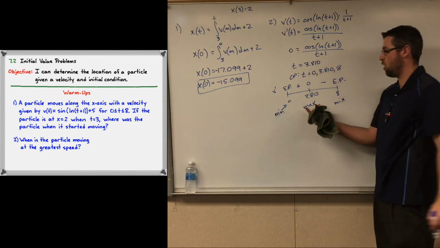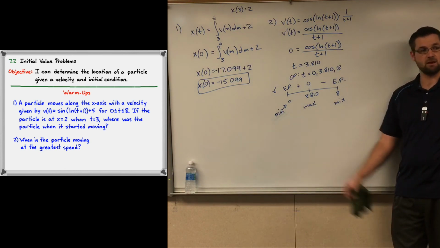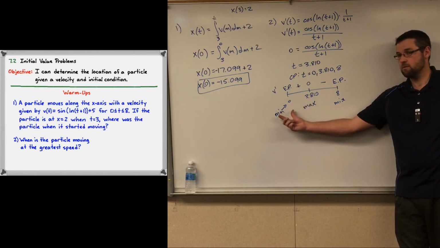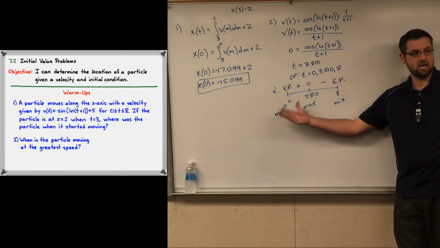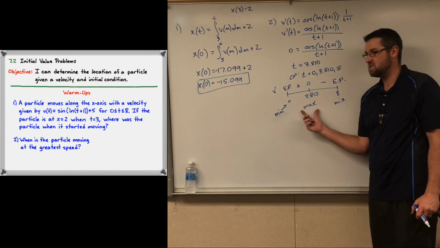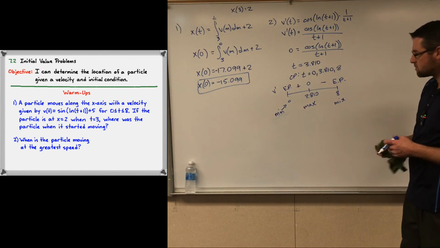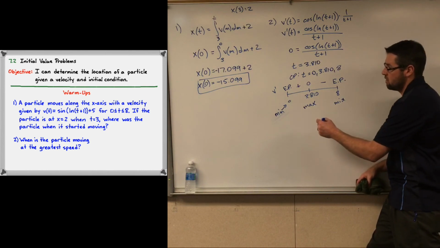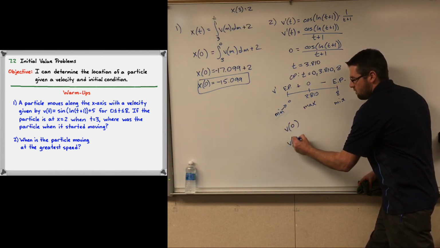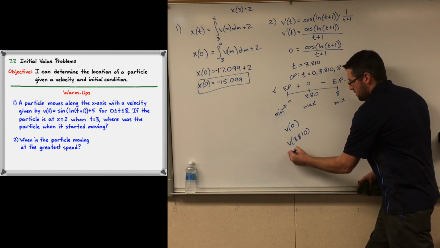So is it good enough to say, oh, that's the maximum of velocity, so therefore it's traveling the fastest there? No, because you could have a negative velocity and therefore have a greater speed, right? So how are we going to figure out which one of these has the greater speed? Compare velocity. So let's find all those. V of 0, V of 3.810, V of 8.